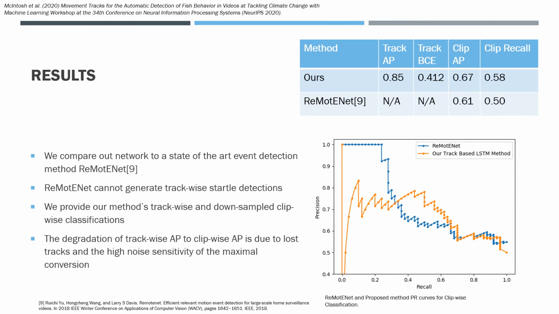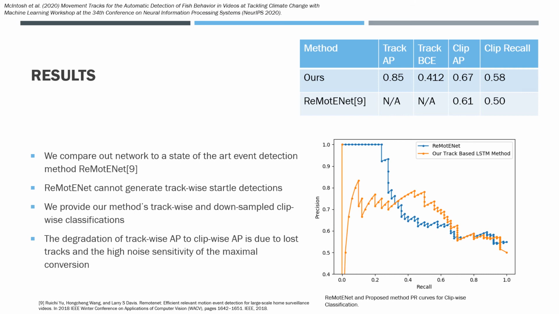Speaking of comparison, let's move on to our results. We compare our novel end-to-end method to an existing state-of-the-art event detector, RemoteNet, for clip-wise classification. Notably, RemoteNet does not generate higher-level track-wise classification, so no comparison can be made there. In clip-wise metrics, we show that our method outperforms RemoteNet. There is significant degradation from track-wise to clip-wise classification for our proposed method. This is due to lost tracks and increased sensitivity to noise from the maximal conversion from track-wise to down-sampled clip-wise classification.